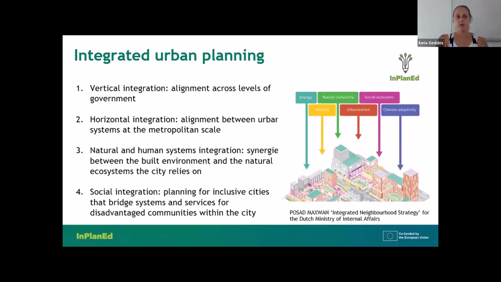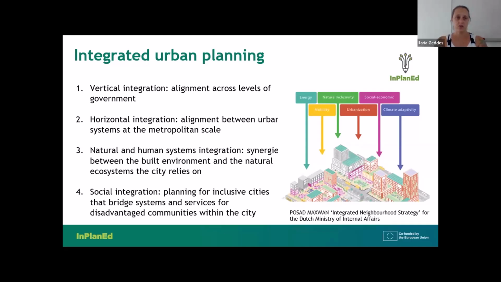So the key features of integrated urban planning are what we call vertical integration. And this happens when there is alignment across different levels of government. So, for example, between a city government and the national government. So the policies are aligned and they support each other. The second feature is horizontal integration. And this is when there is alignment between urban systems at the metropolitan scale, so at the city scale, connecting multiple infrastructure sectors, such as transport, water, land use, and energy. So this is the alignment between different sectors and different infrastructures.